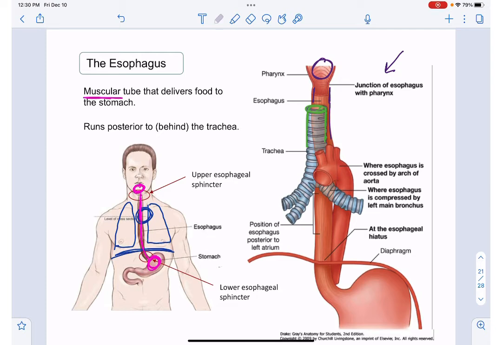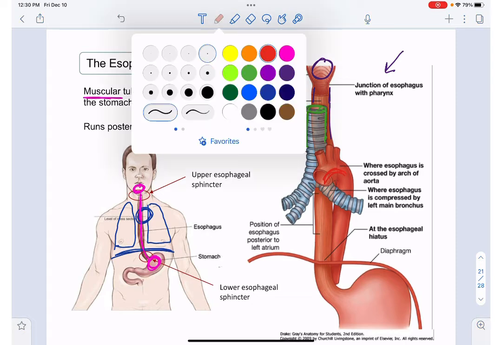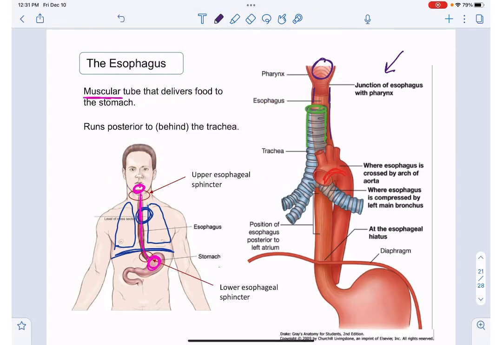Here's the aortic arch. And again, the esophagus runs in back of that. So it's running in back of the heart. And then here's the diaphragm, which separates the thoracic from the abdominal cavities. And the esophagus goes through the diaphragm. There's a hole in it where it can pass through. And then there's a sphincter right there called the lower esophageal sphincter. And food moves through the lower esophageal sphincter into the stomach.